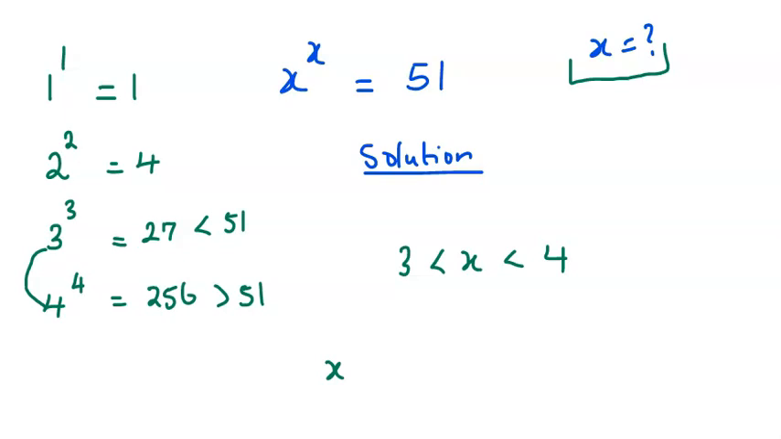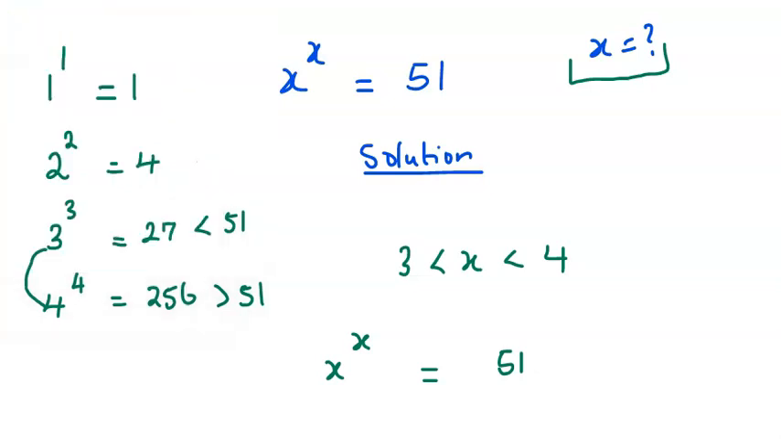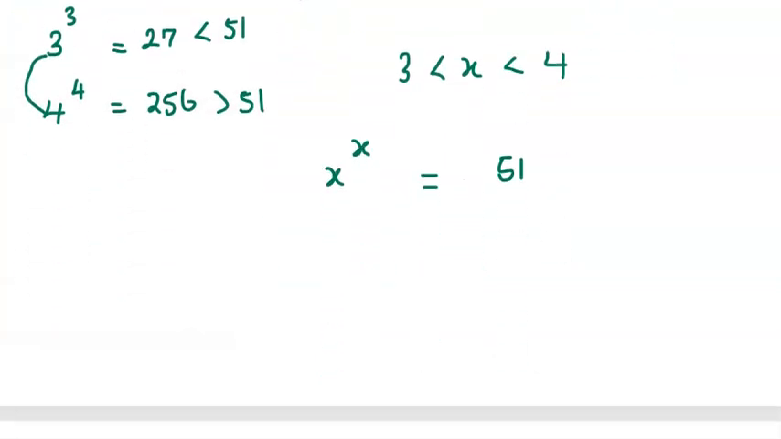We have x raised to the power of x, and this is equal to 51, right? So let us start using the natural logarithm, okay? So we're going to take the ln of both sides of this equation. From the left hand side here we have the ln of x raised to the power of x, and this is equal to, from the right hand side, the ln of 51.